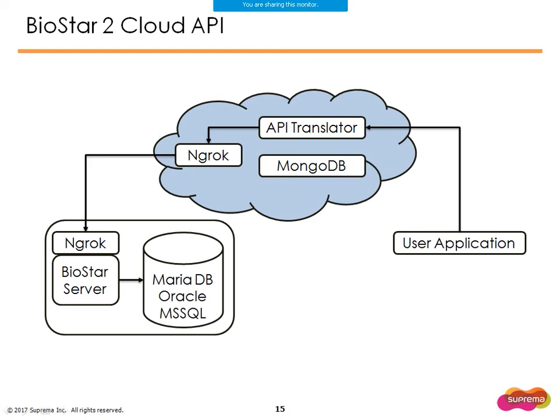Now, let's learn about the Biostar to Cloud API. This diagram is about Biostar to Cloud API. In this case, the important point is that you access the Biostar server by calling Biostar to API via cloud server. Especially, the envelope is the secure tunnel that allows the external request to access the local site.